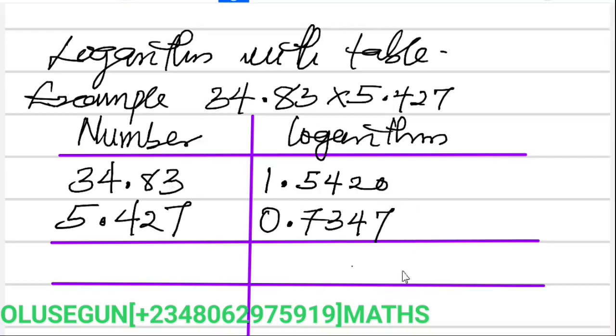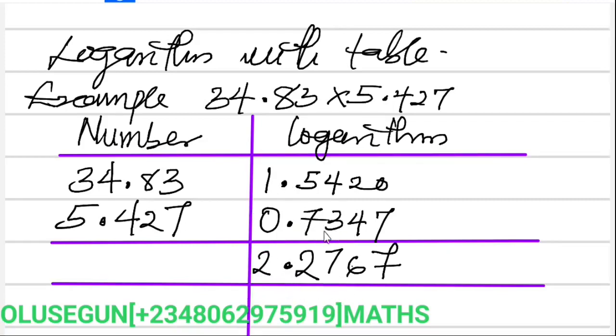0 plus 7, we have 7. 2 plus 4, we have 6. 4 plus 3, we have 7. 5 plus 7, it is 12. You keep 2 and carry 1. 1 plus 1 making 2. So now, this is the value.